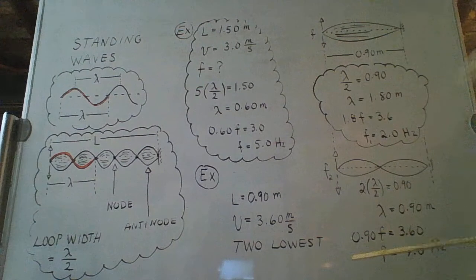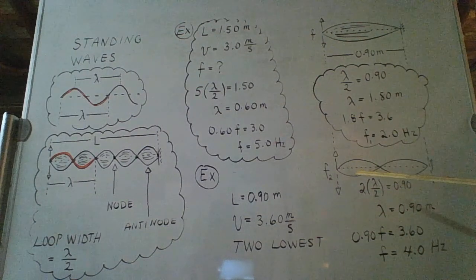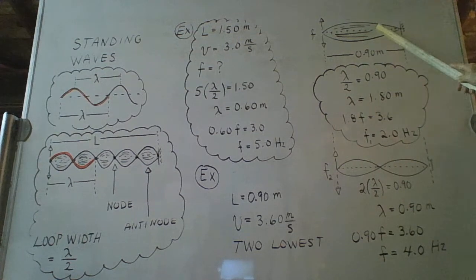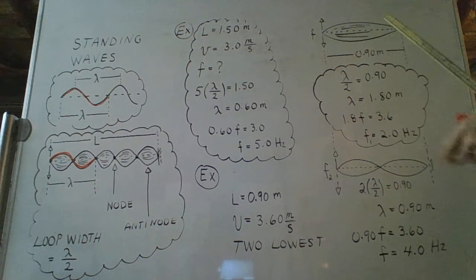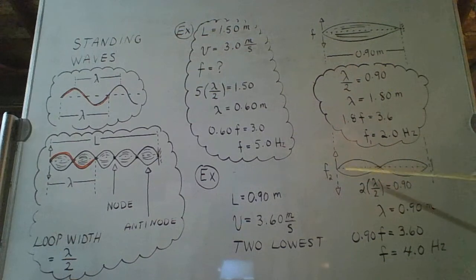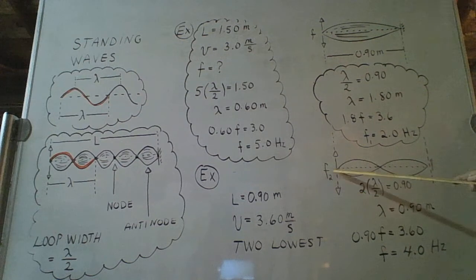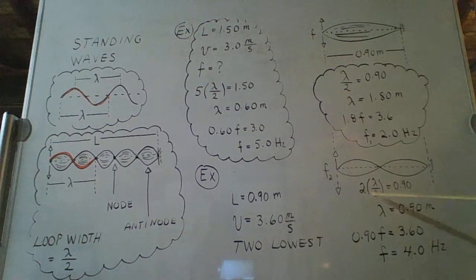Now, the next lowest frequency will be the one in which there are the next fewest number of loops. The lowest number of loops you can ever have in a standing wave is 1, then 2, then 3, then 4, then 5, then 6. So the next lowest frequency will correspond to a standing wave with 2 loops. Each loop will have a width of lambda over 2. We have 2 such widths, which must add up to the total length of the string, which is 0.90. The 2's cancel, and lambda equals 0.90 meters.